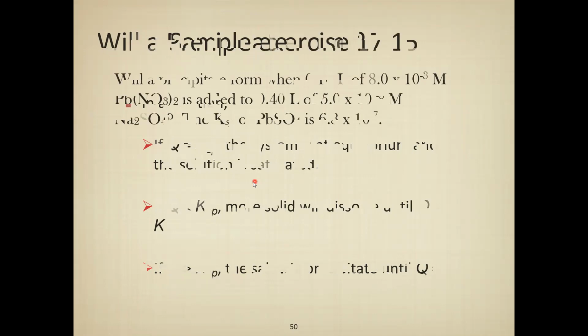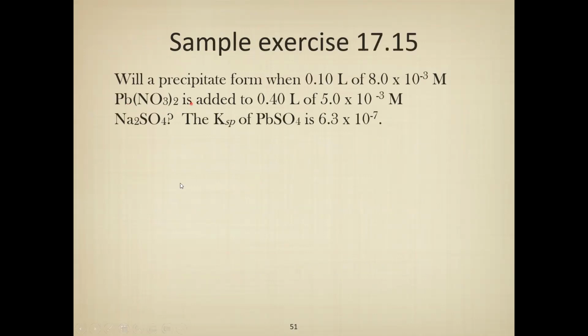So if we look at a question like this one: will a precipitate form when 0.1 liter of 8.0 times 10 to the negative third molar lead(II) nitrate is added to 0.4 liters of 5.0 times 10 to the negative third molar sodium sulfate? And then that gives us the KSP of lead(II) sulfate. What we need to do is just think about each of these solutions.